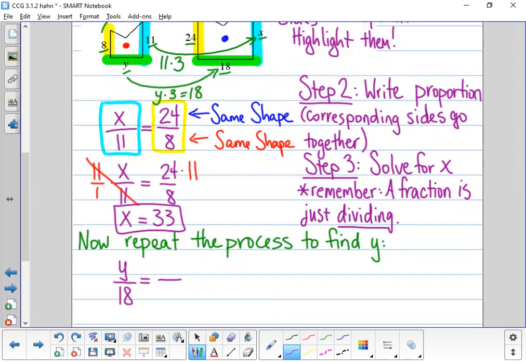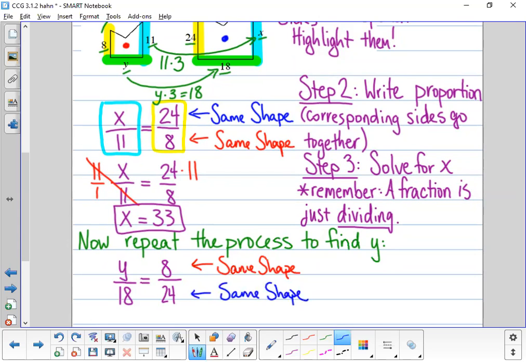But this time, Y was in the red. So I need my red sides, so from the red shape, to go in the top. All right, so 8 was also from the red shape. So 8 is going to go in the top this time, and 24 is going to go in the bottom. 24 was from my blue shape, so was 18. So those are from the same shape again.